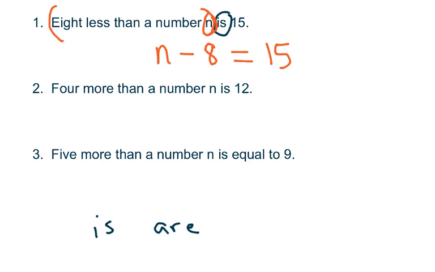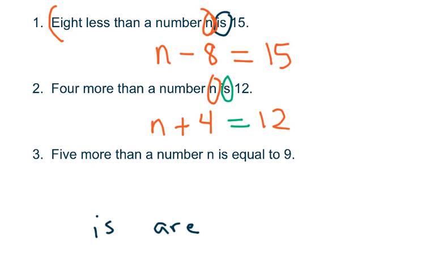Alright? For more than a number n, we're going to do the same thing. We're going to write down n first. For more than that is, there's your is, that means equal, 12.